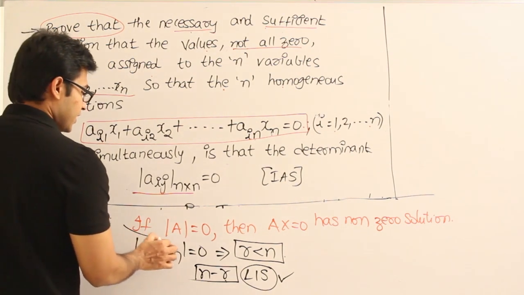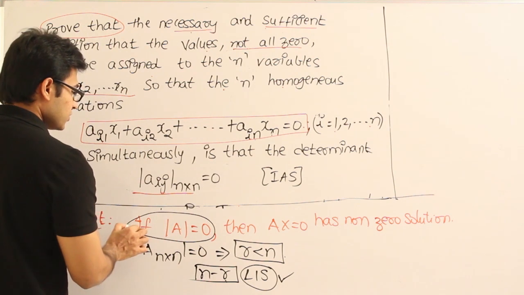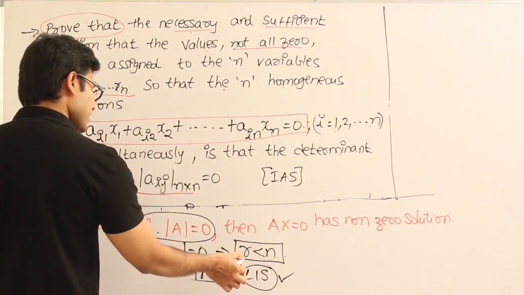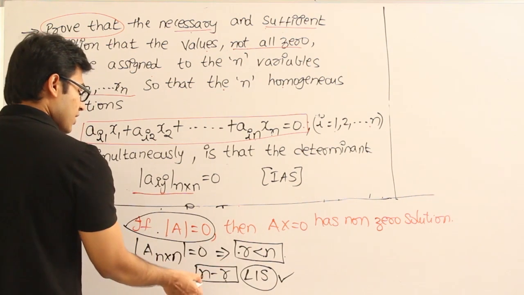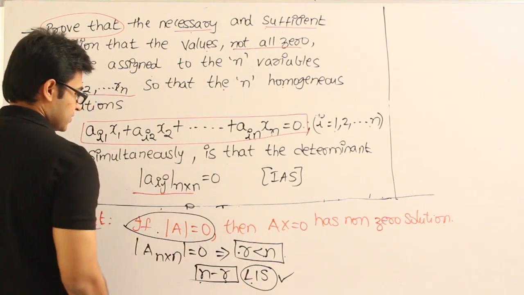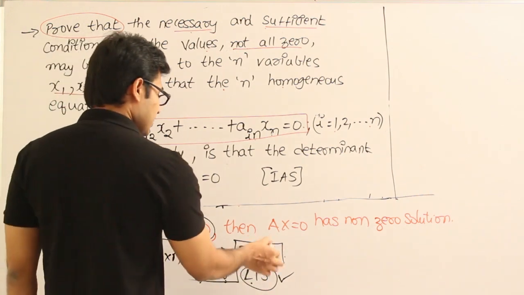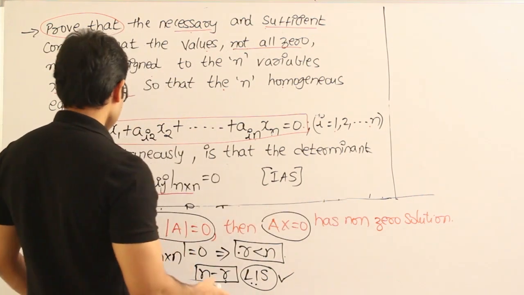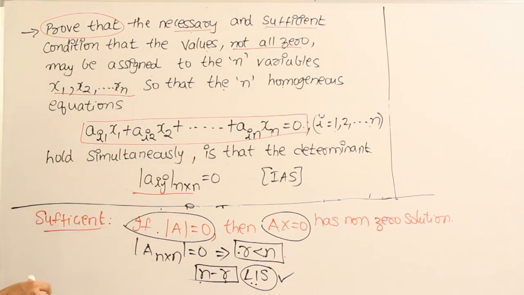So what is it? We have taken this fact that determinant is equal to 0. Then what did we derive? That the rank has to be less than n. If rank has to be less than n, then it is going to have n minus r linearly independent solutions, right? Then what can we say? If that is the case, then Ax equal to 0 will have non-zero solutions. Therefore, we are able to prove, fully sufficient.